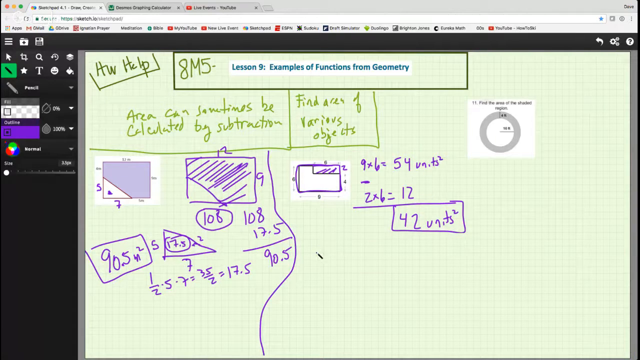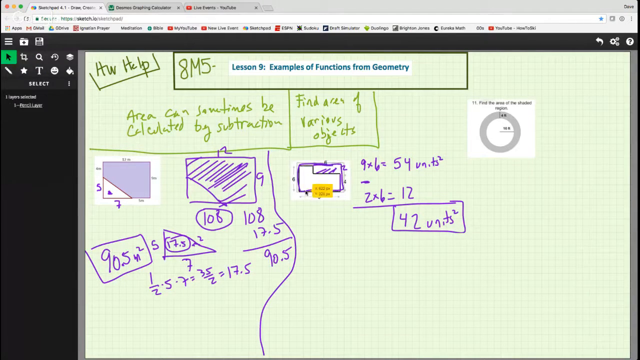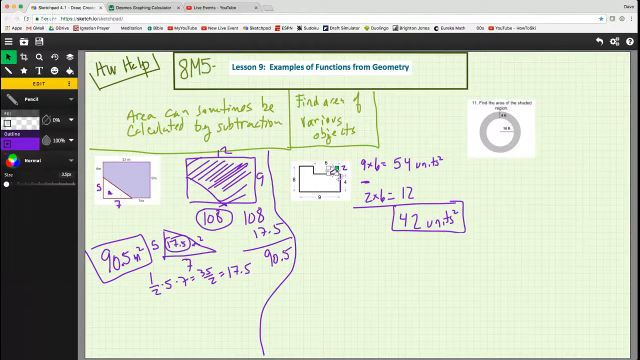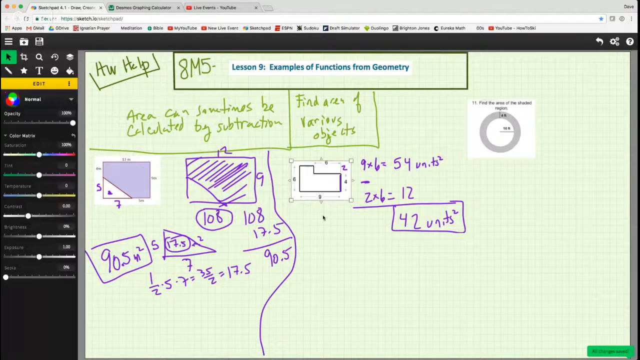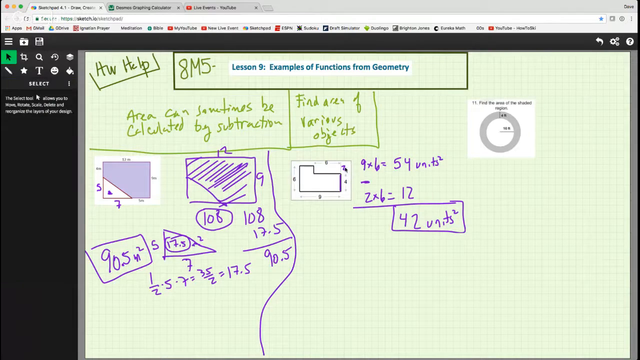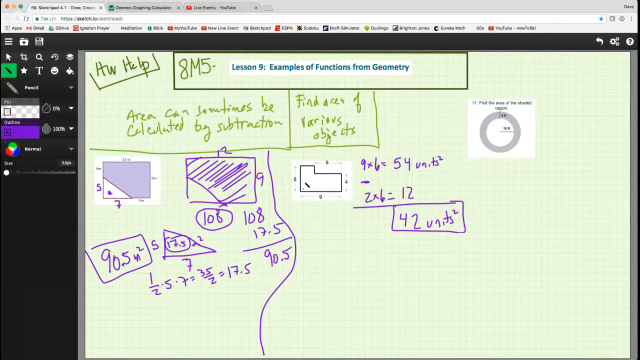Now let's do this same problem, but let's do it by adding. And let's make sure that we come up with the same answer. Okay. So now let's do this by addition. So I'm going to go like this here, and we'll chop it this way right here.